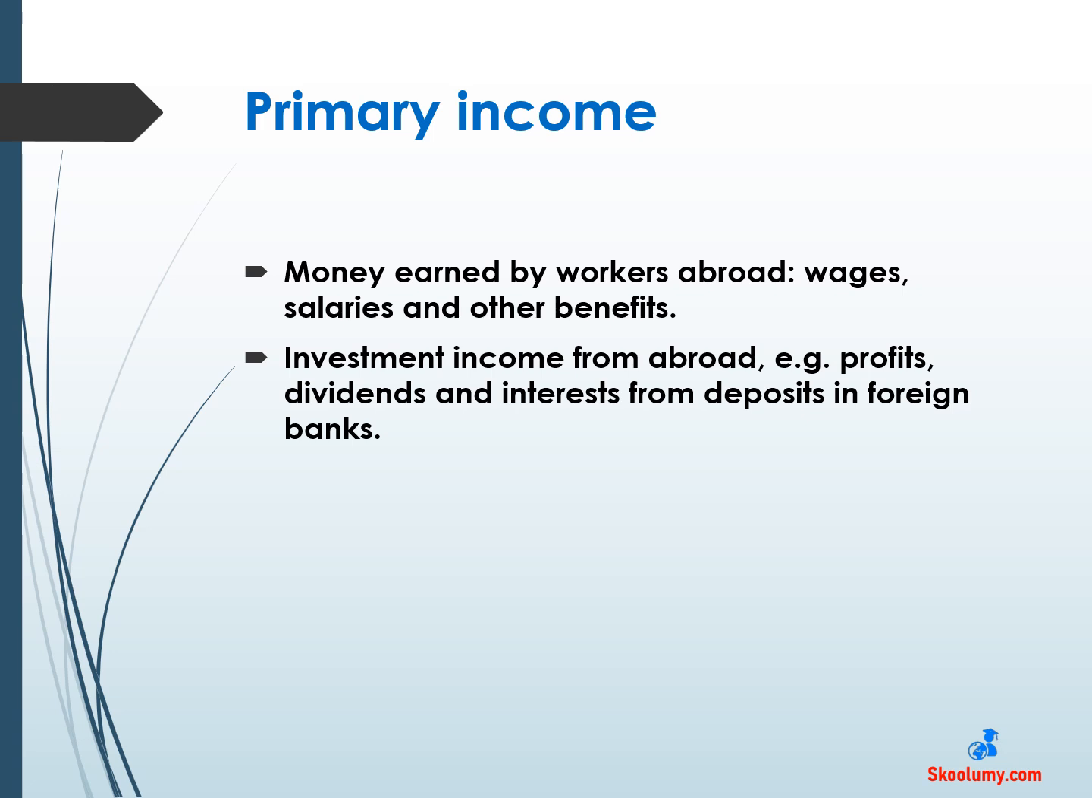The balance on primary income is the difference between primary income receipts and payments. A primary income account deficit, which is a negative value, means payments on investments and workers' compensation exceed the receipts from investments and workers' compensation. A primary income account surplus, which is a positive value, means income outflows for investments and workers' compensation are less than the inflows from investments and workers' compensation.